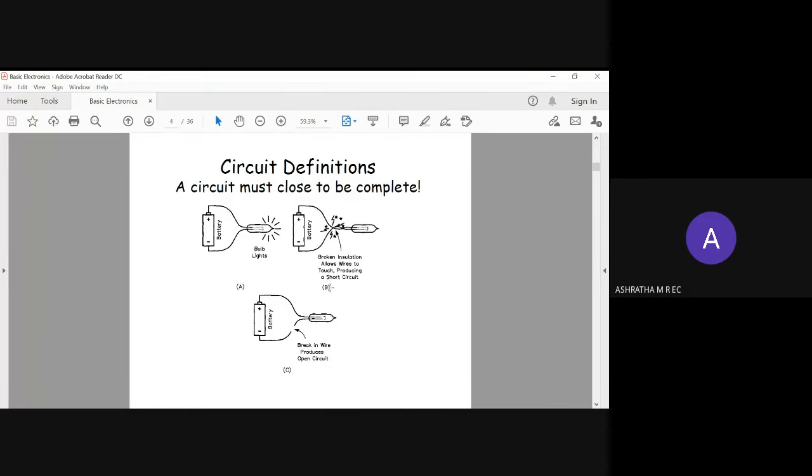And what is case C? The rat has bitten a wire. I told you the story. The rat has bitten a wire. Will there be any current flow here? It becomes an open circuit. It is an incomplete circuit. The circuit is incomplete, so the current cannot flow. Is it correct?